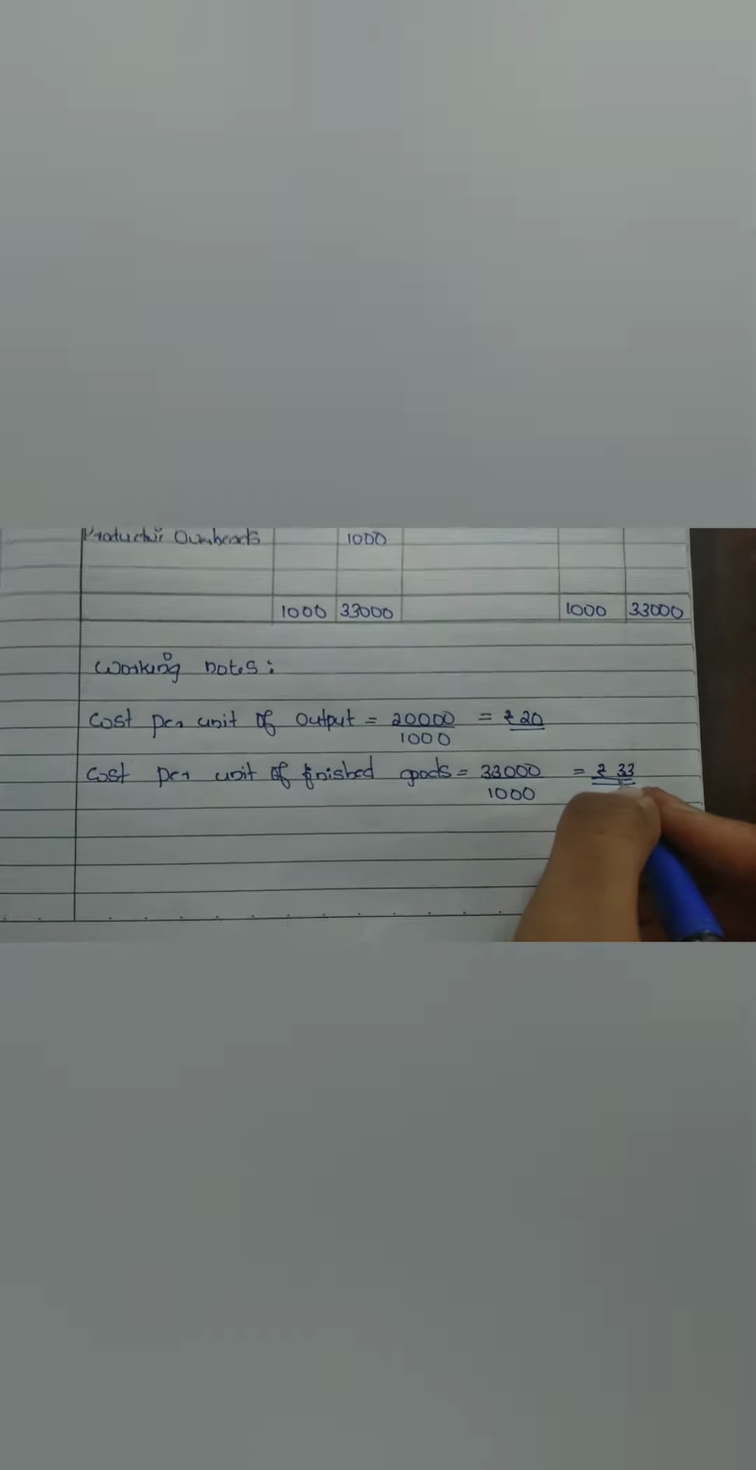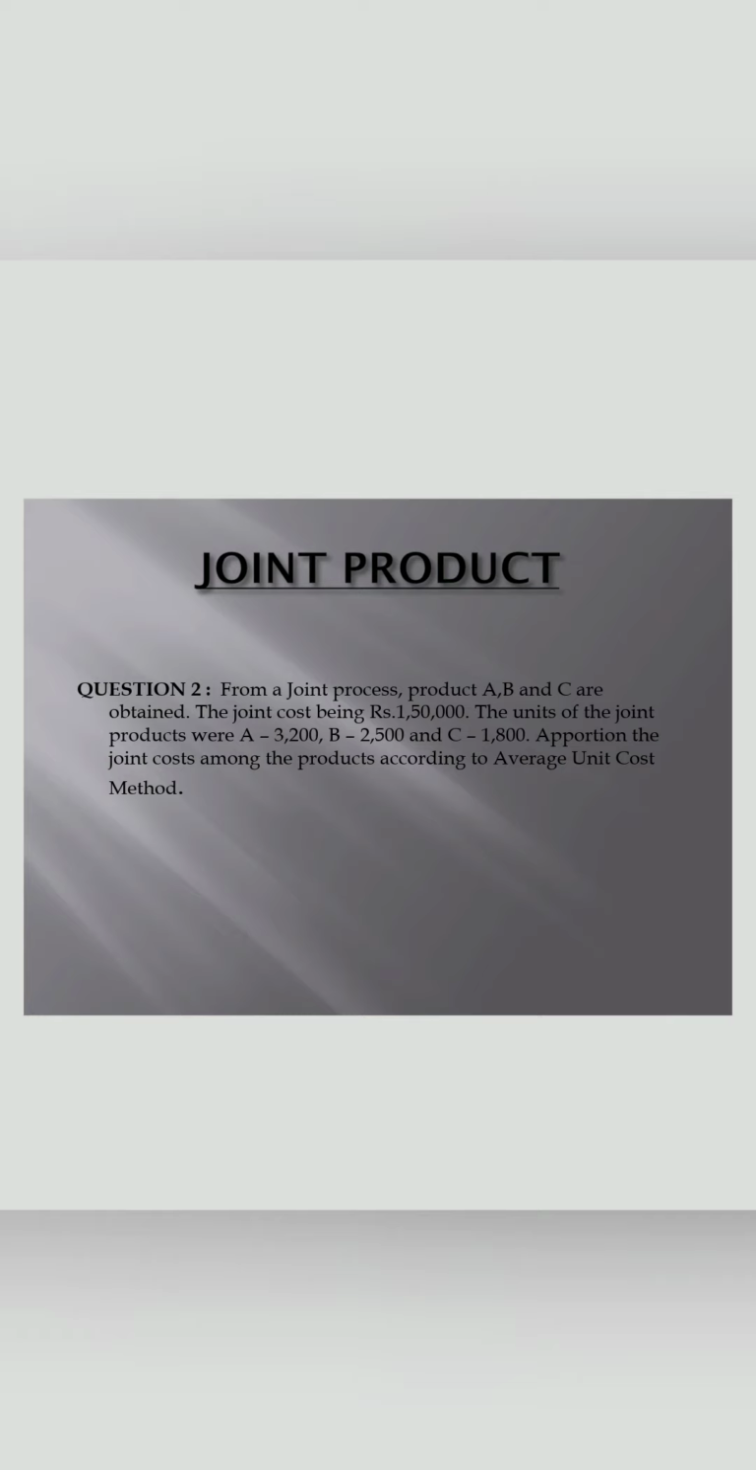Now let's move on to joint product. I'll read out the question. From a joint process, products A, B and C are obtained. The process cost being rupees 1,50,000. The units of the joint products were A 3,200, B 2,500 and C 1,800. Apportion the joint cost among the products according to the average unit cost method.